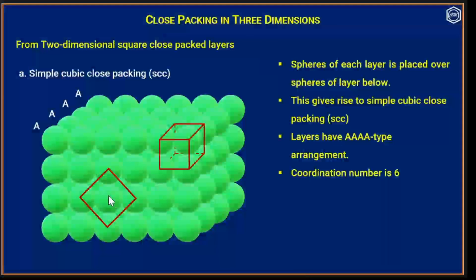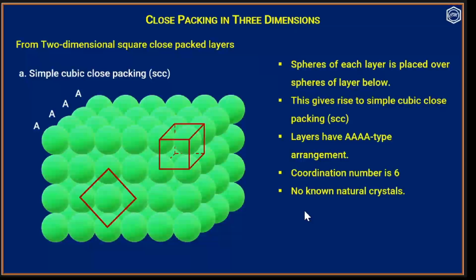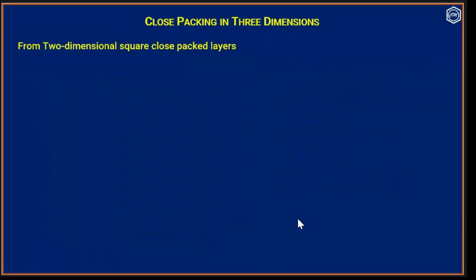So consider this atom in this layer. Below that one more is there, and one atom touches from the back layer, and if you place one layer in front of it, one atom touches this one. So totally 4 plus 2, the coordination number is 6. And no natural crystals exist in simple cubic close packing because a large vacant space is there in this case.